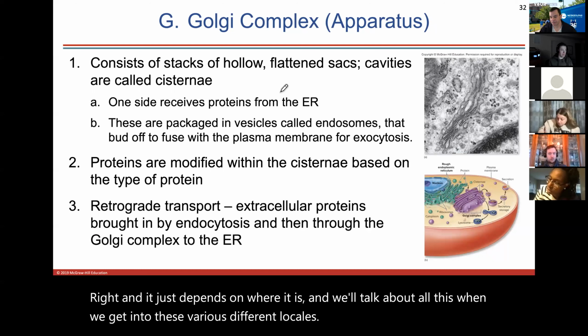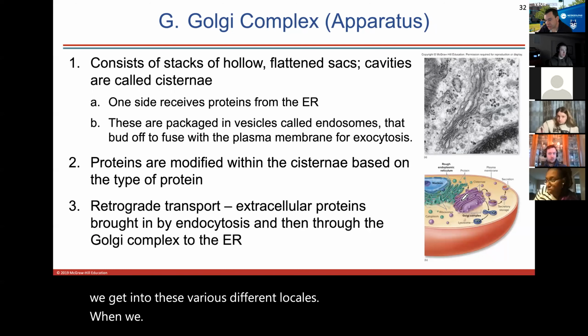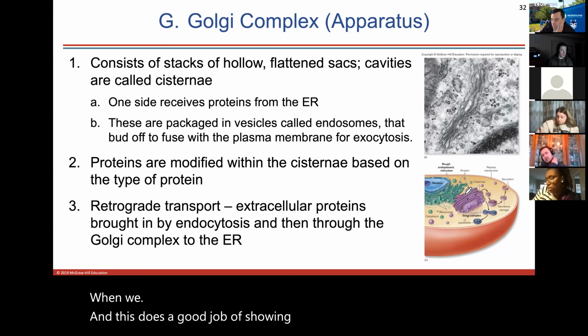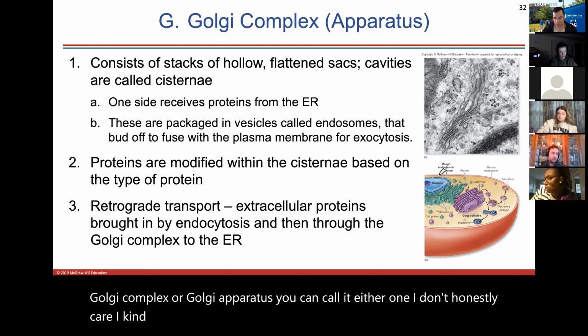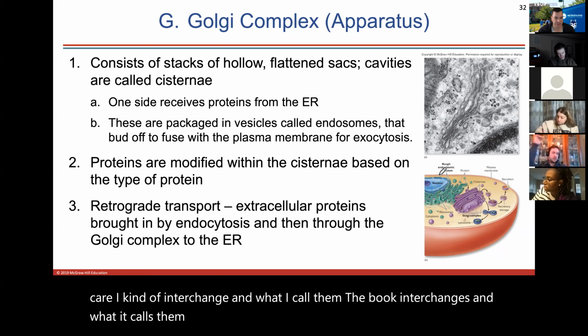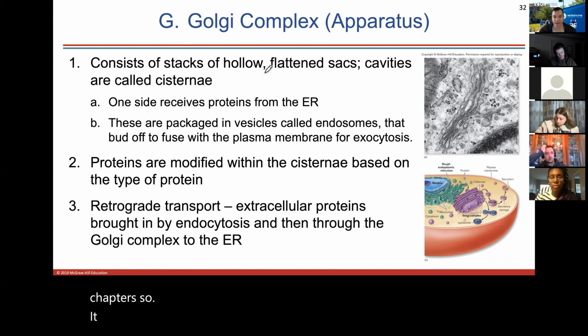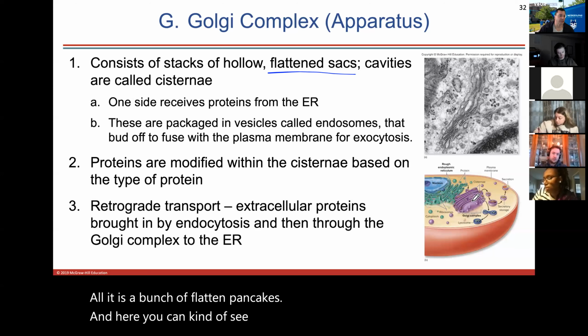And this does a good job of showing it right here. Golgi complex or Golgi apparatus, you can call it either one. I don't honestly care. I interchange what I call them. The book interchanges what it calls them too, in some chapters. So all it is, is a bunch of flattened pancakes. And here you can kind of see all these beautiful flattened pancakes right here.